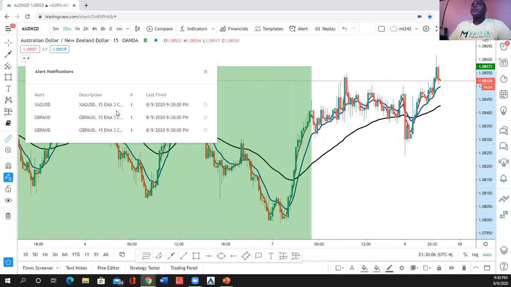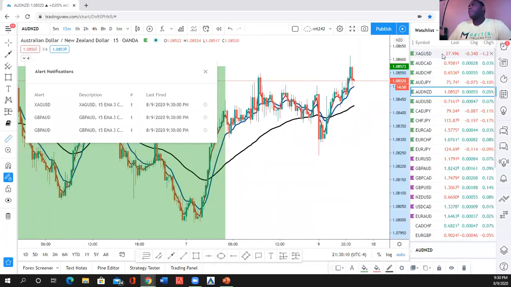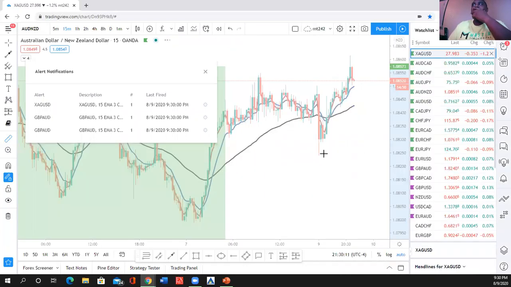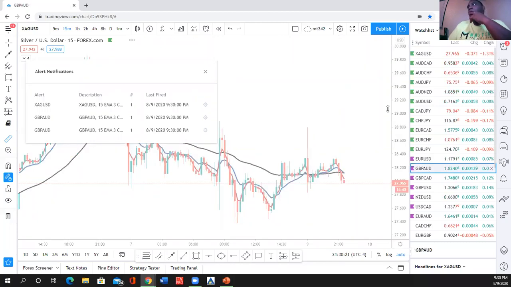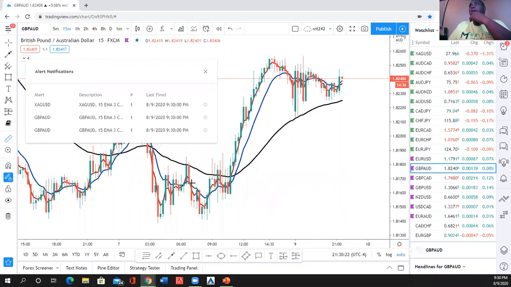So we got an alert on silver for the EMAs. Let's see if it's valid. All right, no, it's not valid on silver because it crossed below the 50, so no setup. And then GA, GA is valid.